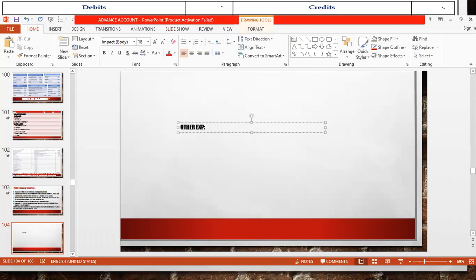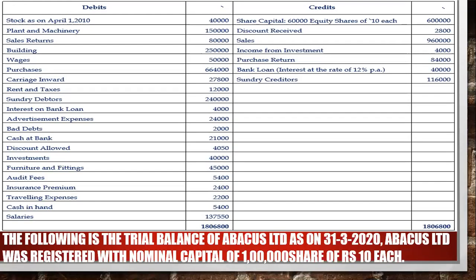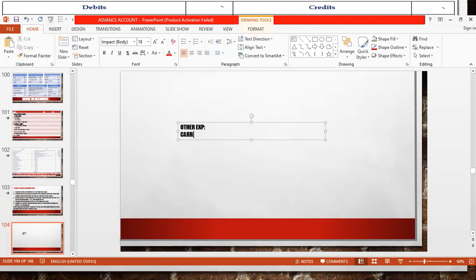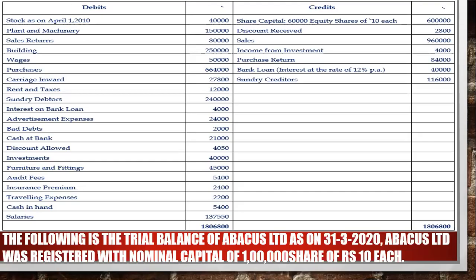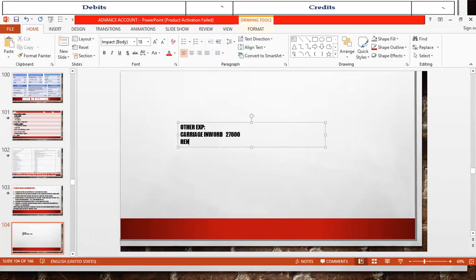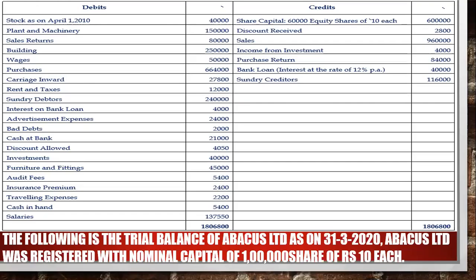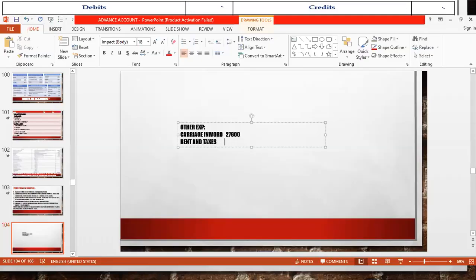दिख रहा है ना आप लोग को स्क्रीन मेरा? Okay, so one by one you have to add. First is carriage inward, so you have to add the carriage inward. How much amount is this? 27,800. Carriage inward how much? 27,800. दिख रहा है इतना? Okay. Next is rent and taxes. Rent and taxes. How much? 12,000.